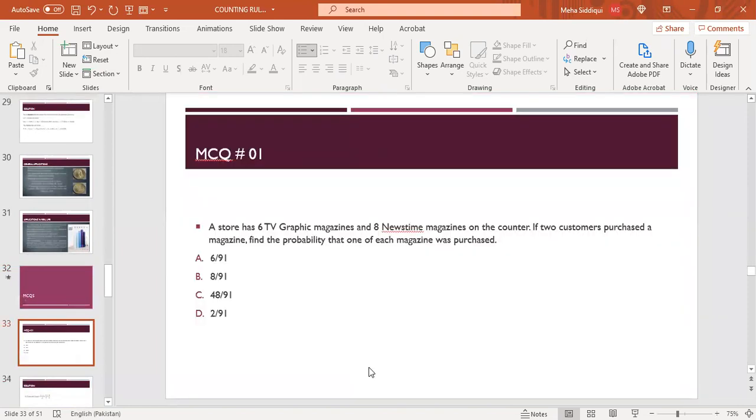Now coming to MCQs. A store has 6 TV guide magazines and 8 news time magazines on the counter. If 2 customers purchase a magazine, find the probability that one of each magazine was purchased. Options are 6 over 91, 8 over 91, 48 over 91, 2 over 91. So any guesses?